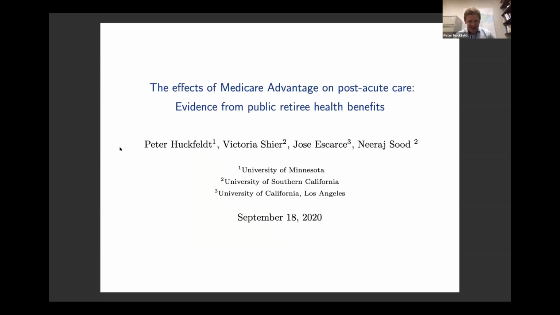So today I'm going to be talking about some work I'm doing with colleagues at the University of Southern California and UCLA that's looking at the effects of Medicare Advantage on post-acute care.